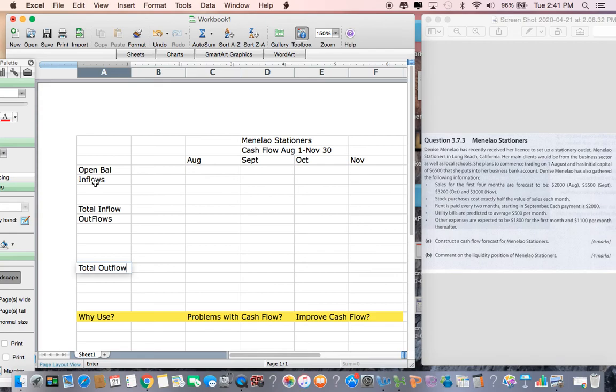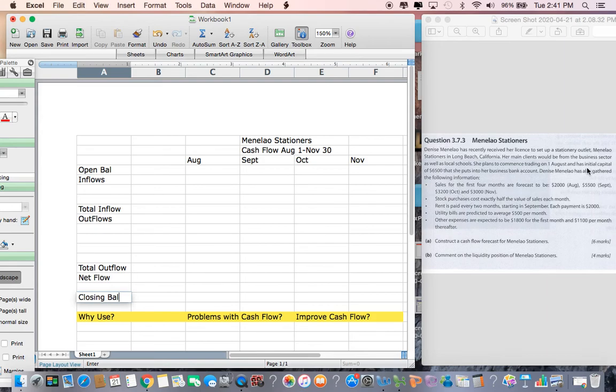Then the next thing is you have net flow, net cash flow, and then the very last thing is you have a closing balance for that particular month. So once you have this part set up, and it'll really be the same for every single problem. Now let's look at what's going on.